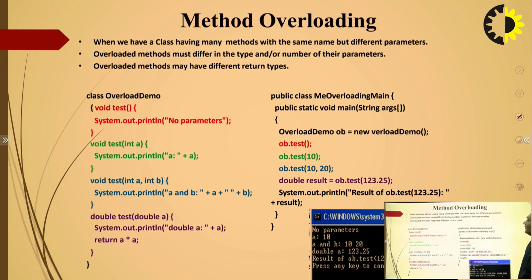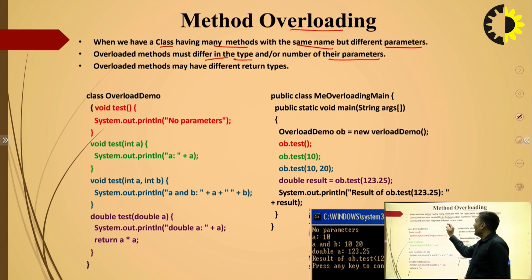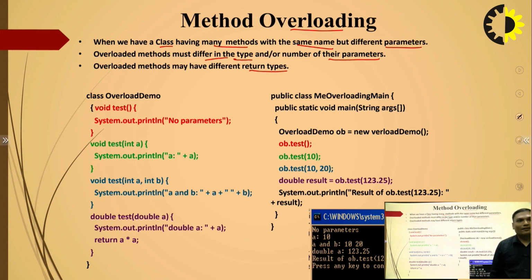Now the next concept is method overloading. When we have a class with many methods with the same name but different parameters, we call this concept method overloading. Overloaded methods must differ in the type or number of their parameters. So there will be a difference in the data types and parameters in the case of method overloading. Overloaded methods may or may not have different return types.